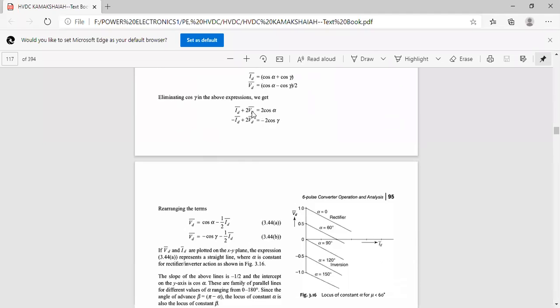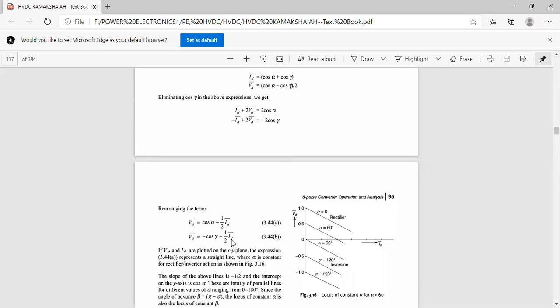Now I want VD from this. VD is equal to cos alpha. Divide the entire equation by 2. This is ID by 2 plus VD, that is equal to cos alpha. Therefore, if I want VD, bring this minus ID by 2 to this side. That is cos alpha minus half ID. Let it be equation number 7. From equation 5, we'll get this equation. From equation 6, we'll get this equation.